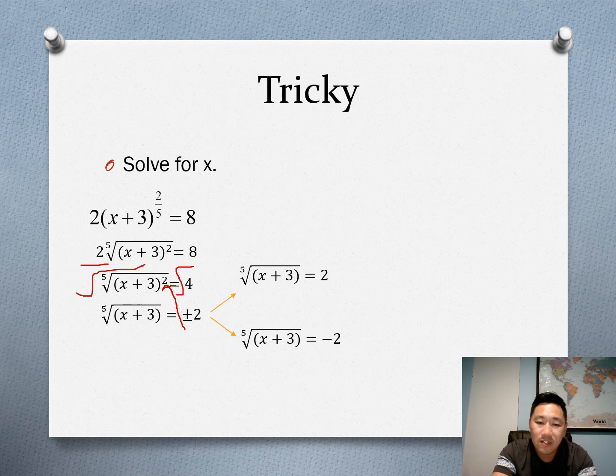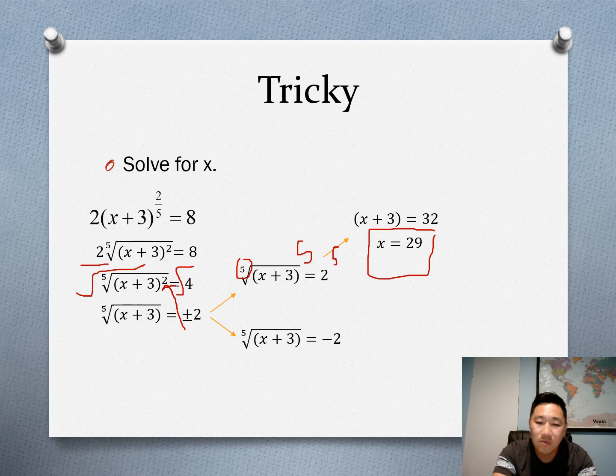Now let's get rid of this little 5. The opposite of fifth root is fifth power. So fifth power both sides. We should get this. And we have x equals 29.